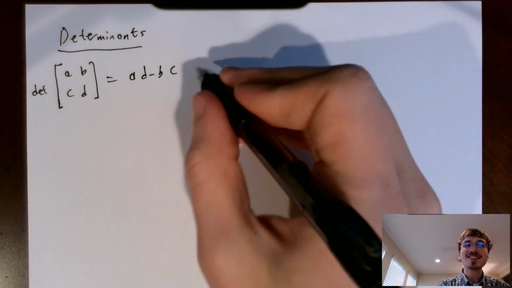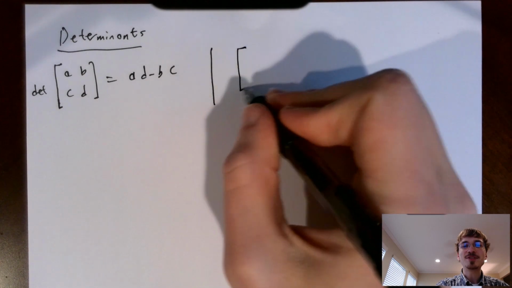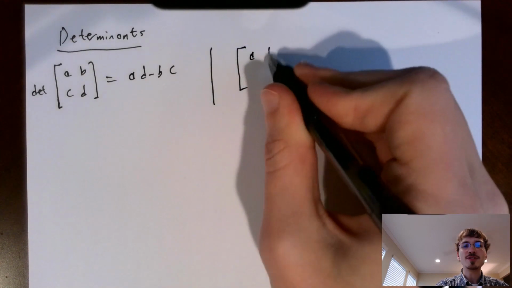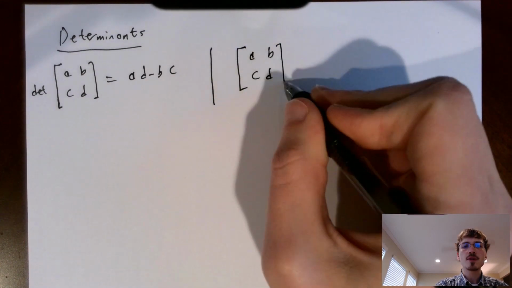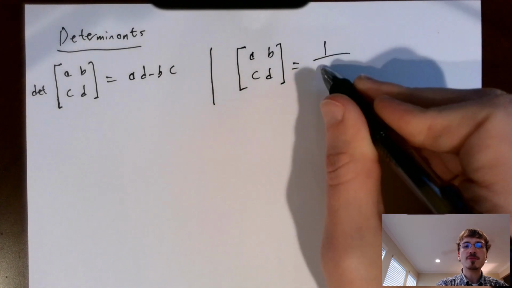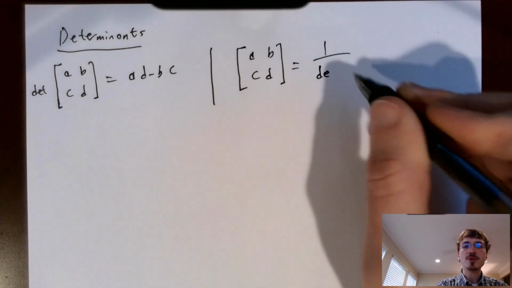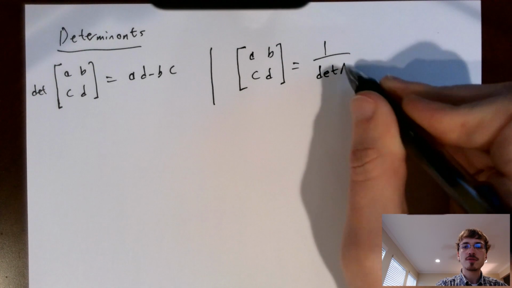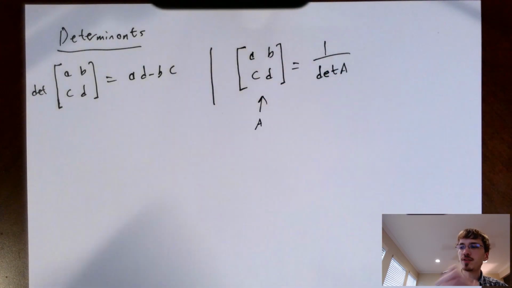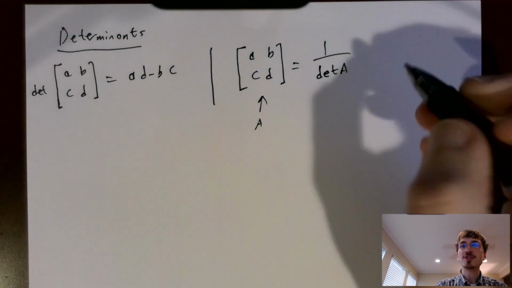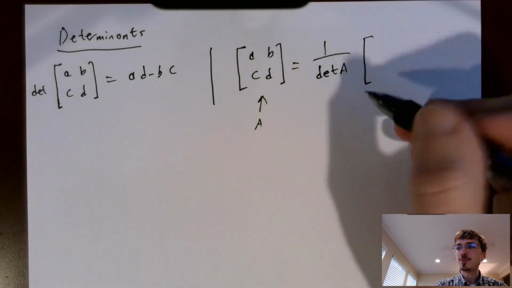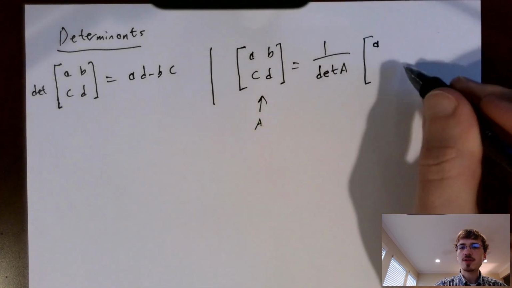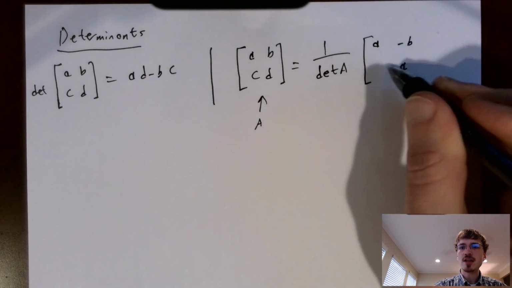And we've seen this in the context of a matrix inverse. How do we compute the inverse of a matrix ABCD? It's simply 1 divided by its determinant. If that's our matrix A, then it's 1 divided by the determinant of A times this funny matrix: D, negative B, negative C, and A.